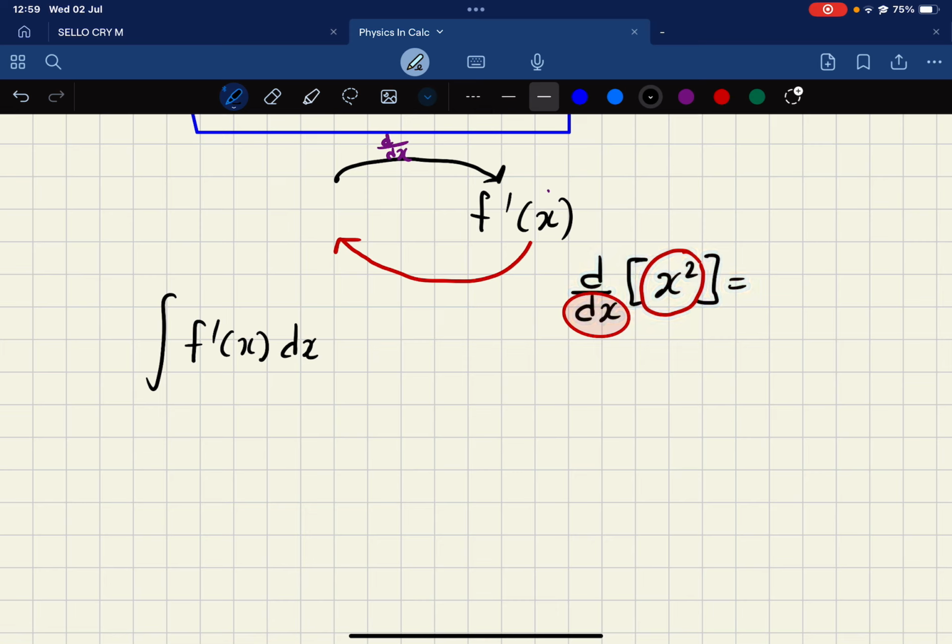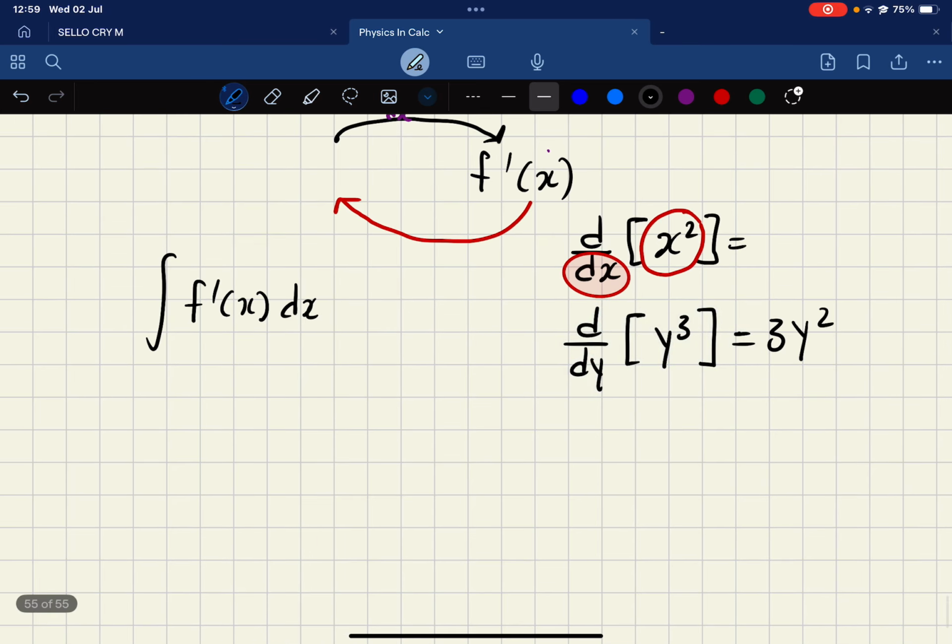Even with integration, the dx will tell you what you are doing. Or actually the d will tell you what you are deriving or integrating. So when you had d over dy, this tells you that you are deriving with respect to y, meaning you must derive y. So the derivative of this thing is 3y squared. That's how that concept works.